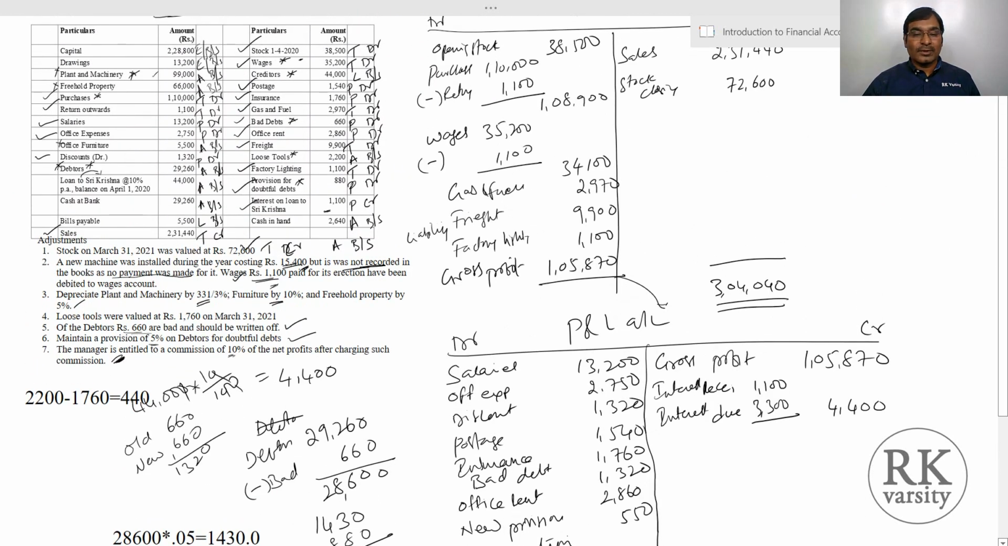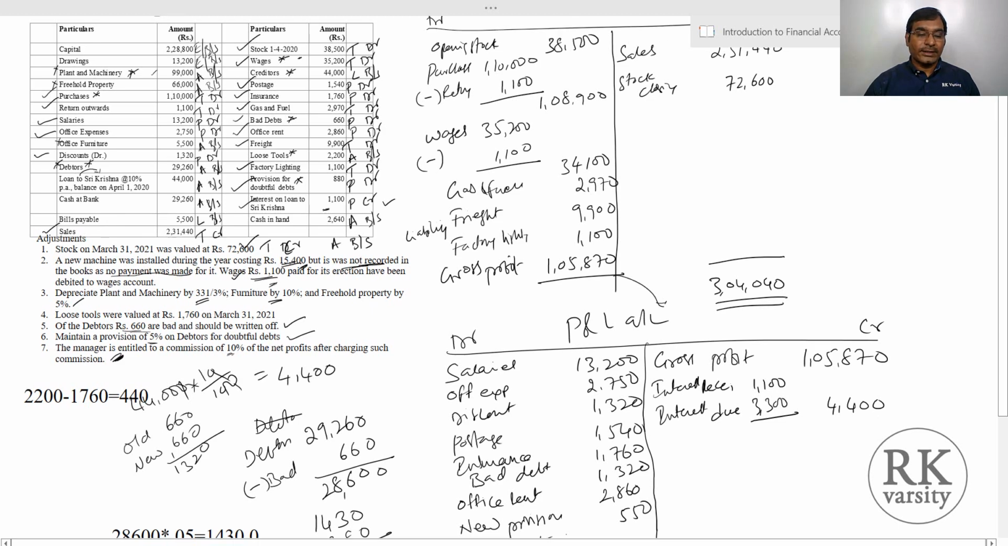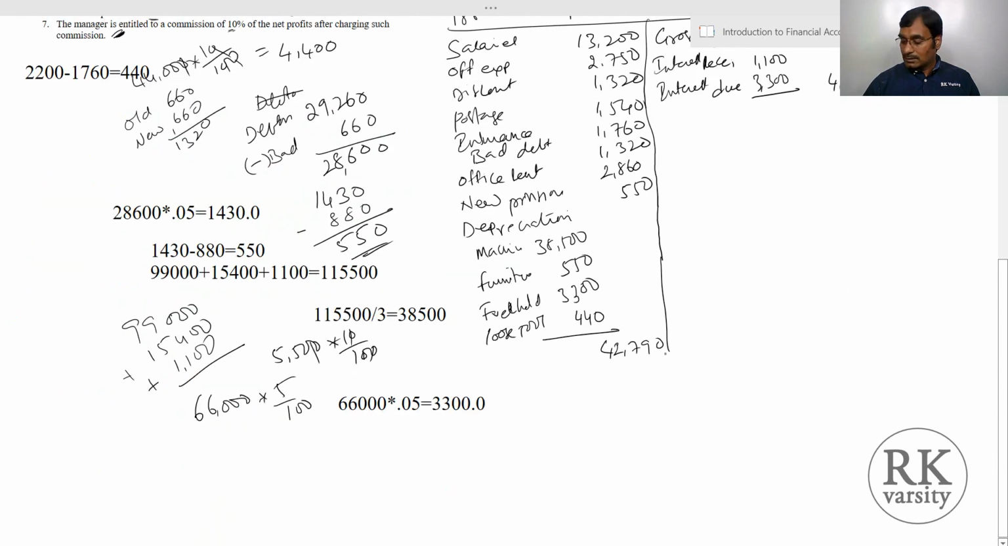So gross profit is fine, and on the profit and loss account credit side you have only one item. This is also done. Then we provided depreciation on plant and machinery, freehold, then return outwards, salaries, office; debtors also we made adjustment, loans, bills payable, salaries, stock. So almost we entered all the values. Now we try to balance this and see what our net profit is.